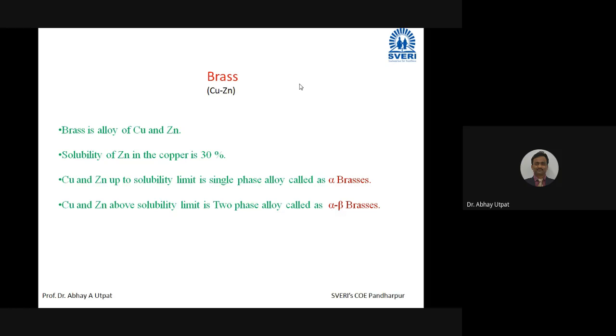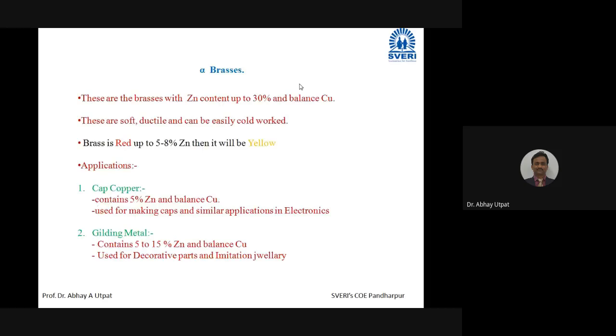Same thing is written. So copper and zinc up to solubility limit is a single phase alloy called alpha brass, and copper and zinc above solubility limit is a two phase alloy called alpha beta brass. Okay. Let us go to next slide. Now let us see one by one what is alpha brass, what is alpha beta brass. Now it is written, these are the brasses with zinc content up to 30% and balance copper.